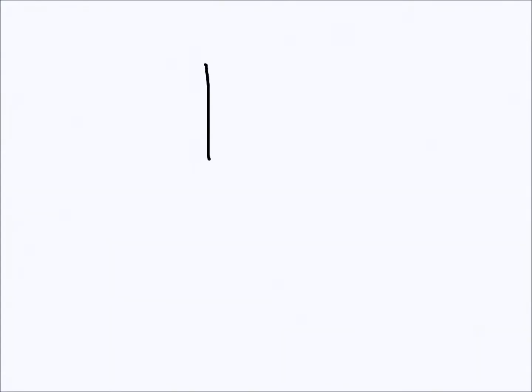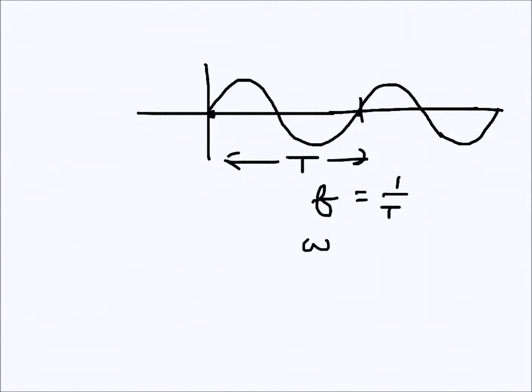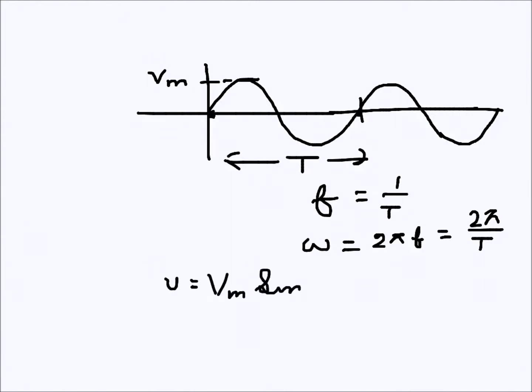Okay, so this one we can call a sinusoidal wave, like that. This one up to there, we can say this is T, the time period, so frequency is 1 over T, and angular frequency is 2πf, which is 2π over T. So if this is a voltage wave, this is the maximum value, so we can say v = Vm sin ωt. This is how we designate the wave.